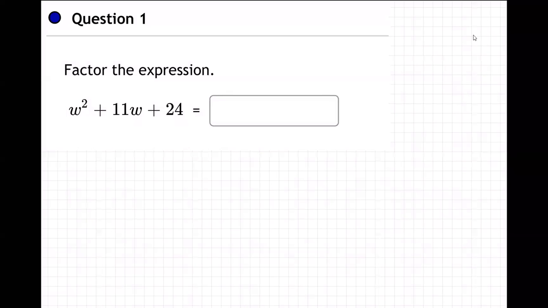Okay, on this one, now they want us to factor this expression. Now, notice this has 3 terms. So we can't do grouping. We can't do what's in common.